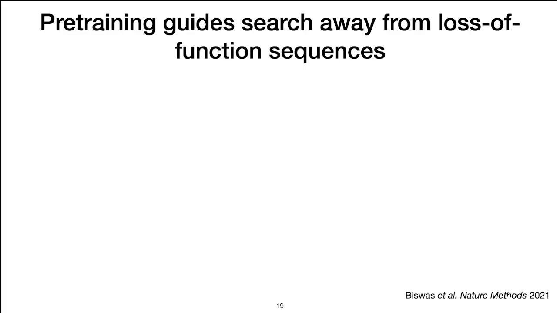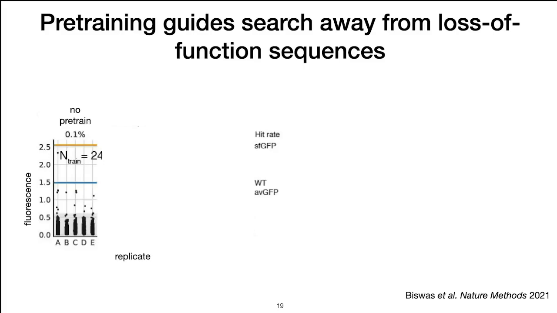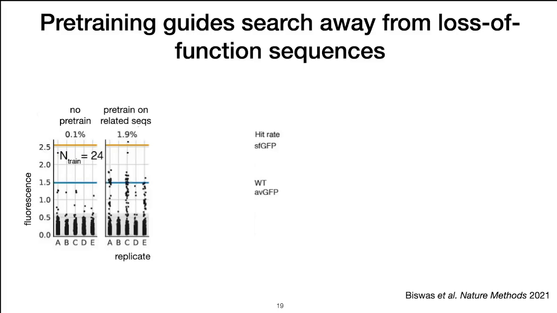And this evolutionary information contained in the pretrained model also helps guide your search when you're optimizing for sequences. So for example, Biswas et al. showed that if you train a model on just 24 examples of GFP mutants and how bright they are, and then try to use those models to find really bright variants of GFP and then make those in the lab, you don't get a very good hit rate of things that are better than wild type. And that makes sense because you only have 24 training examples. They did this across 5 trials where they changed the 24 training examples.